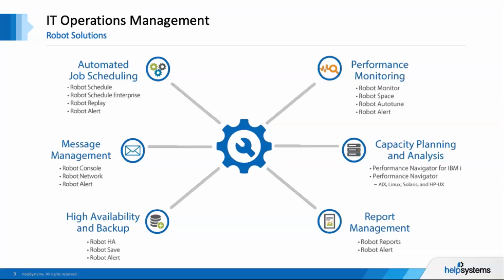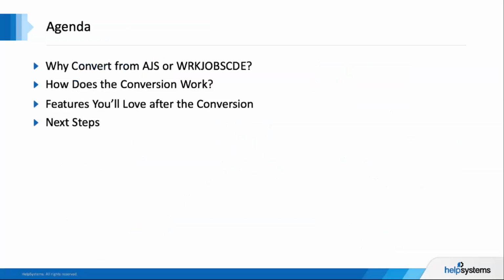Some other things we do: monitoring QSysOper. We also do HA today. We have the Robot HA product now in our product line. Monitoring of systems in real time, either helping out with managing the IFS disk space with Robot Space or just real-time monitoring with Robot Monitor. If you're looking at upgrading your systems this year, we have the Performance Navigator product to help with sizing and capacity for IBM I, not only IBM I, but AIX and Linux. And finally, we can do report management for customers too. So very excited to be here with you today.